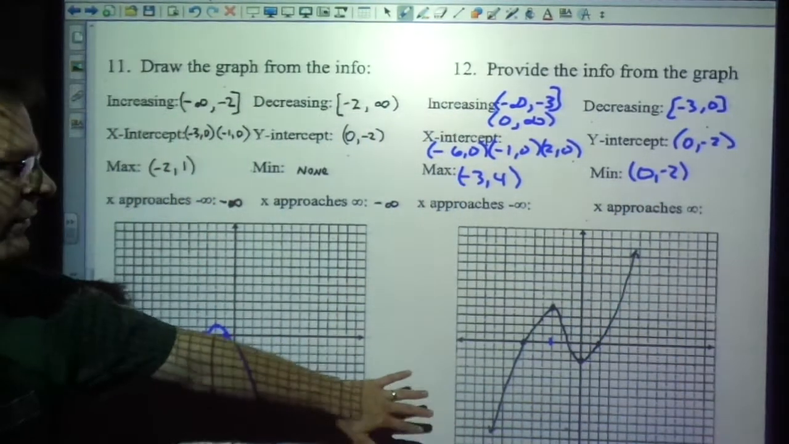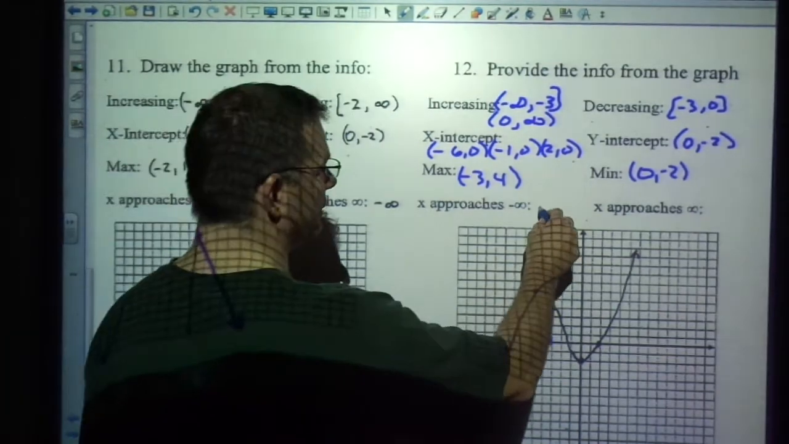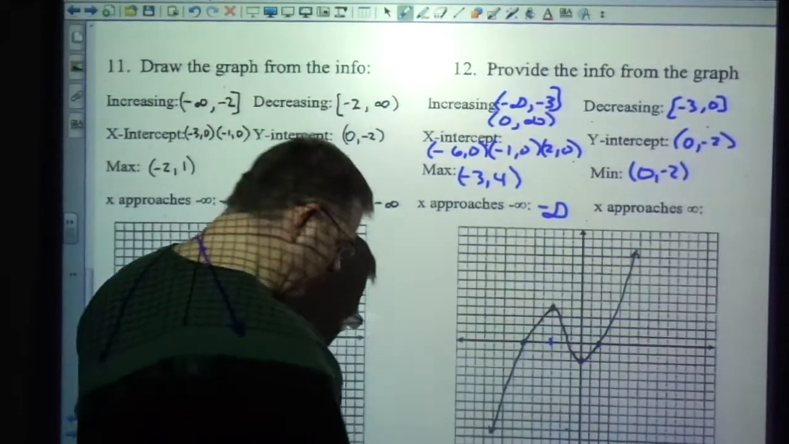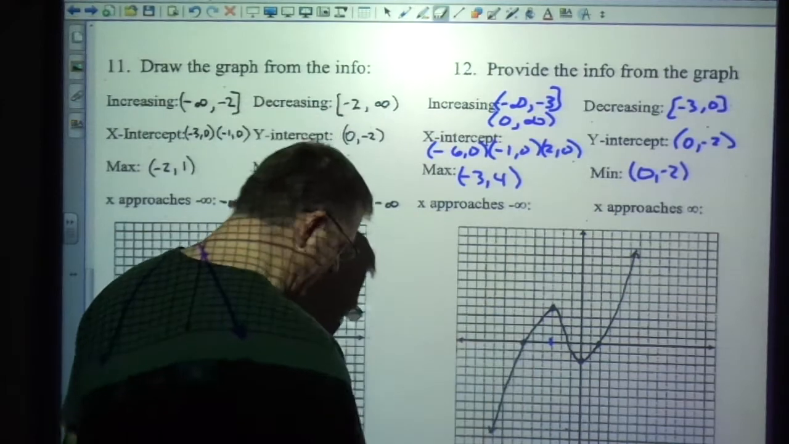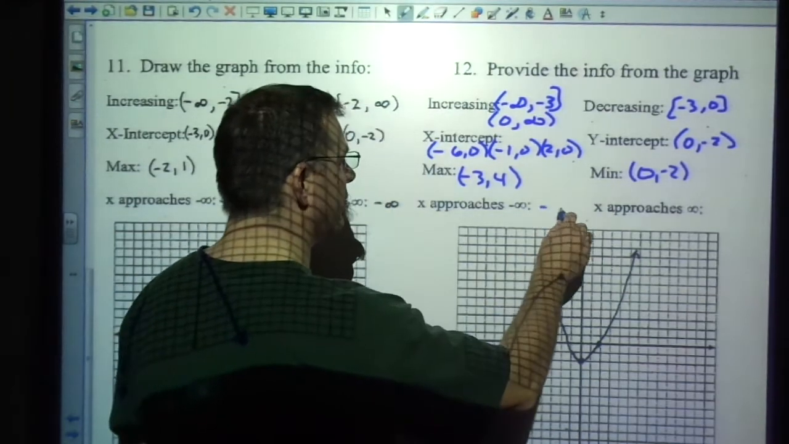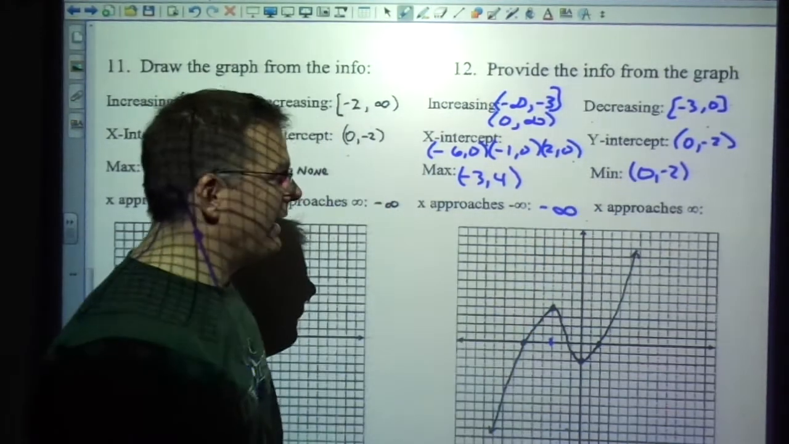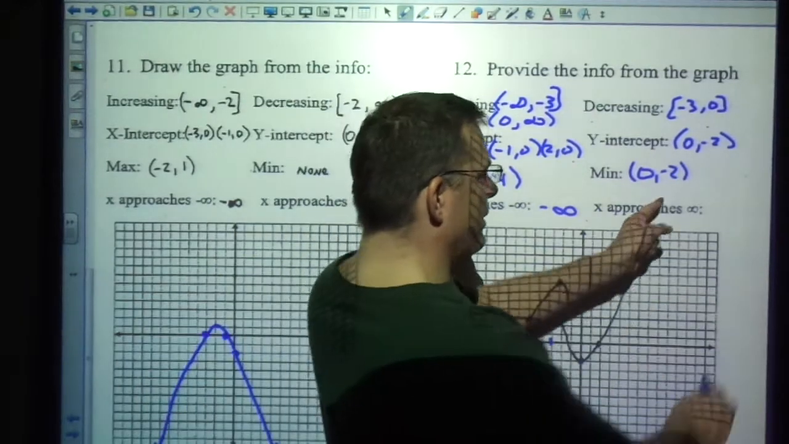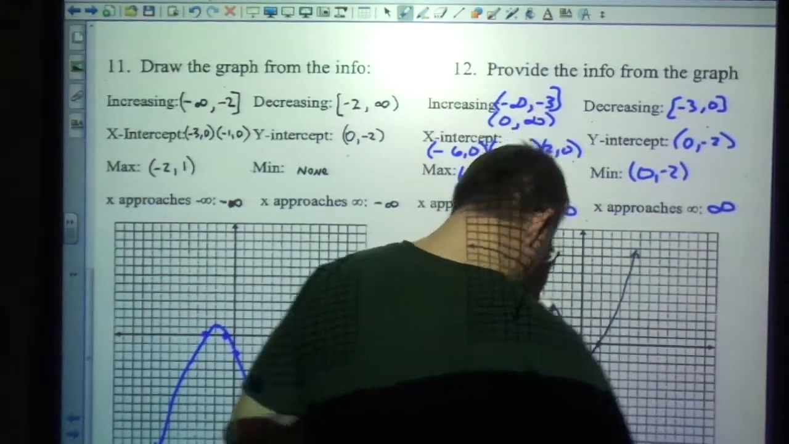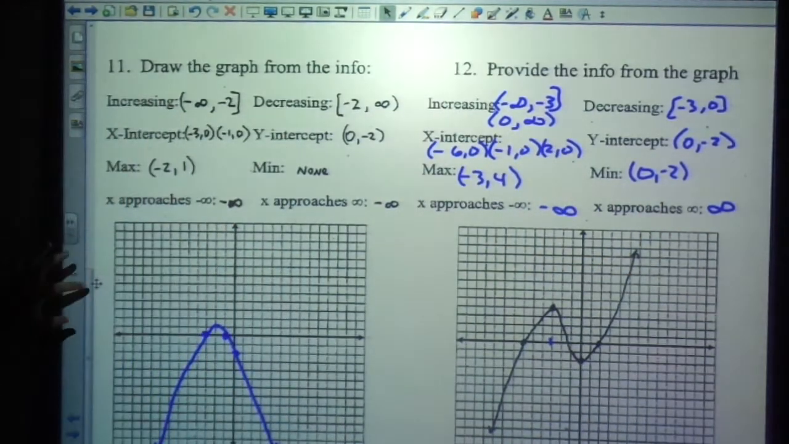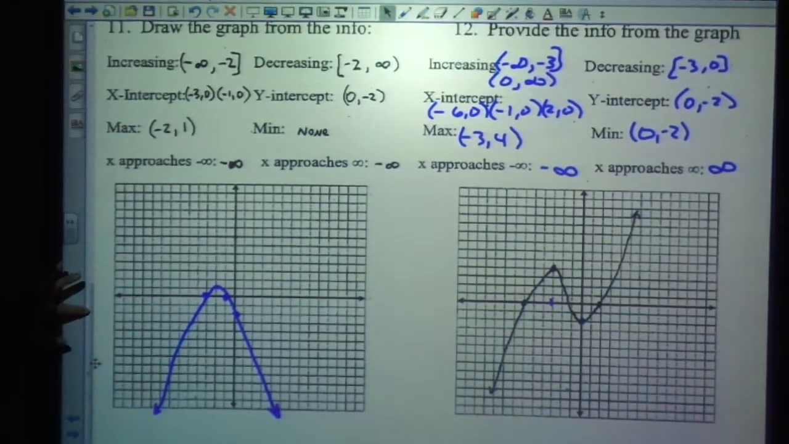As it approaches negative infinity, we are getting closer and closer to negative infinity. We're going down. Oh, that's a terrible infinity. Not good enough there. And as it approaches positive infinity, we're going up. Okay, so that is page 2.